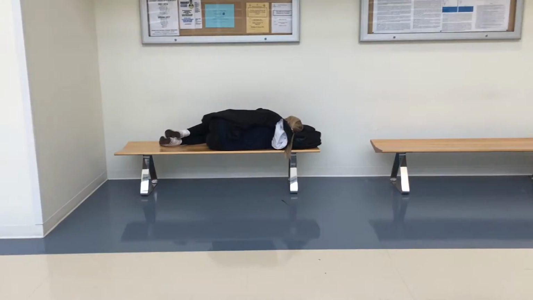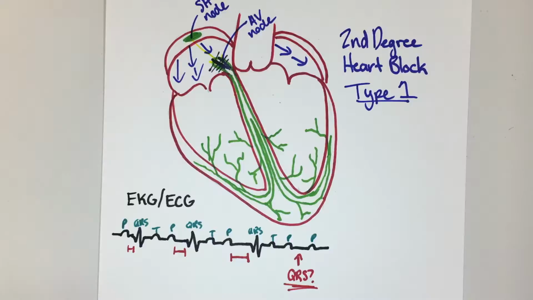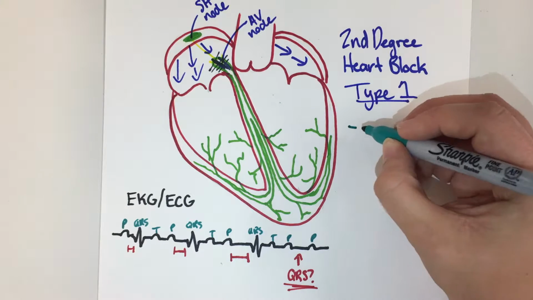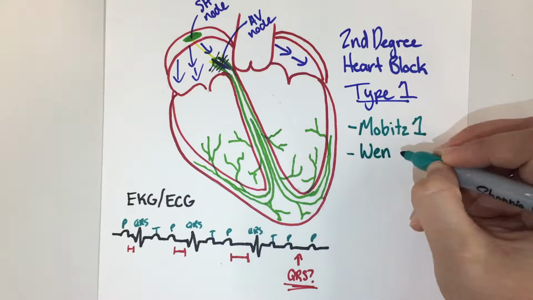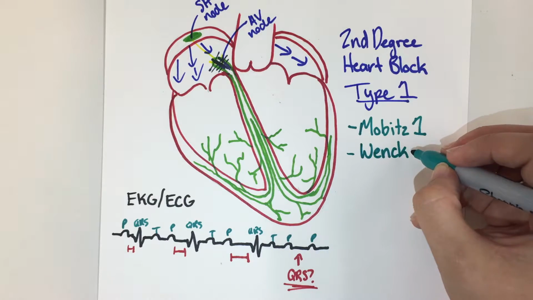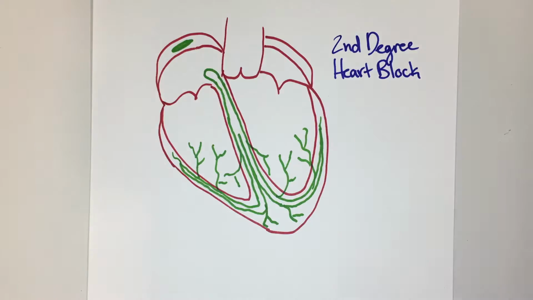The pattern in the electrical flow for type 1 second-degree heart block is very similar. It works harder and harder and harder until it can't anymore, and it needs a rest. Type 1 is also known as Mobitz 1 or Wenckebach. Type 2 second-degree heart block is very similar.